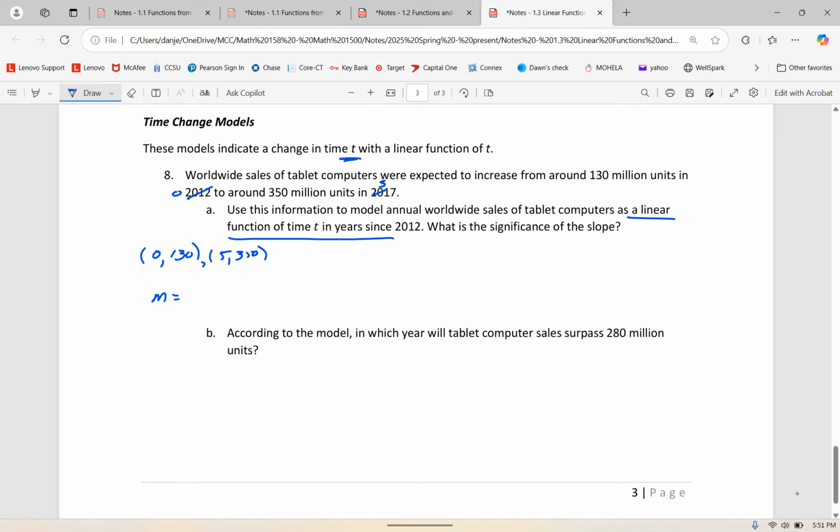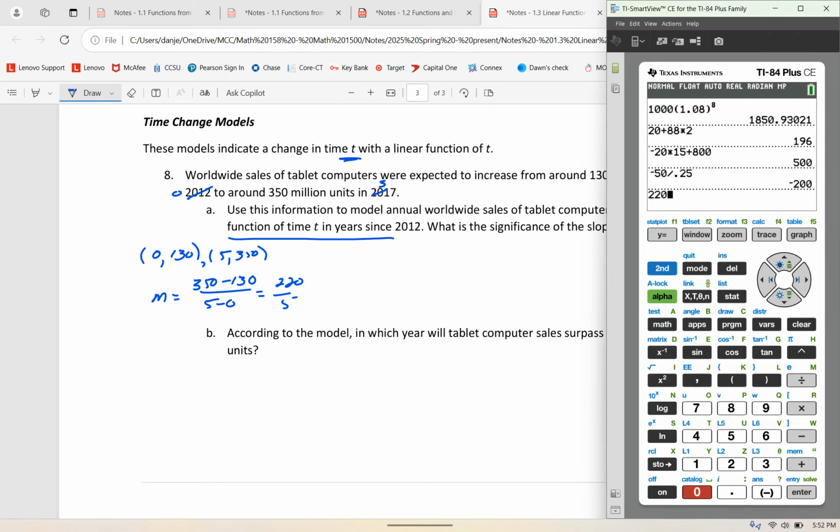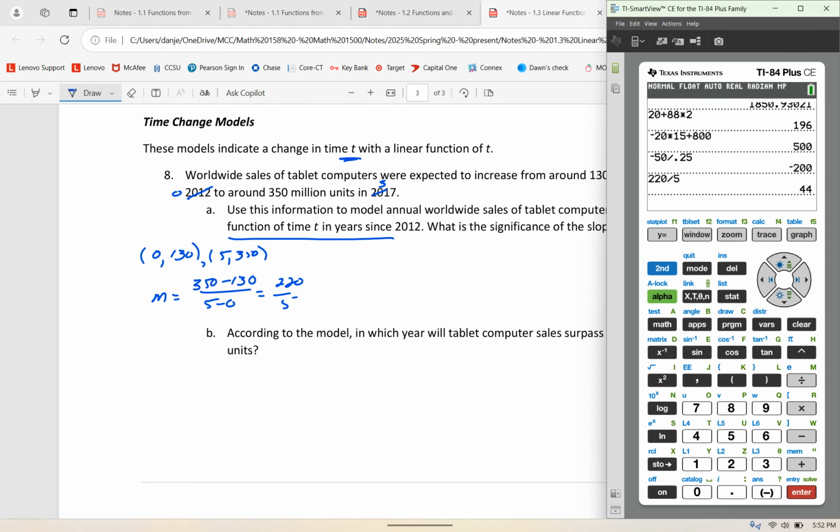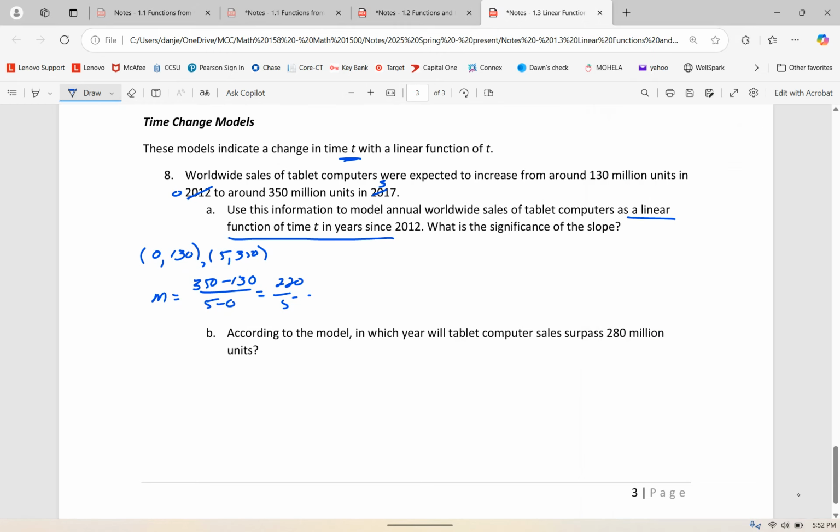So my slope, 350 minus 130 divided by 5 minus 0 is 220 divided by 5. And 220 divided by 5 would be 44. So my slope is 44. So each year, that's the same as 44 over 1. So every year, I'm expecting the demand for tablets, or the sales for tablets, to increase by 44 million units.